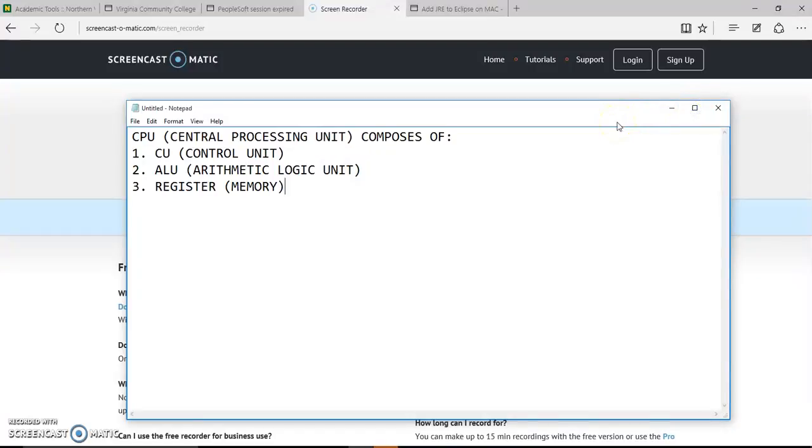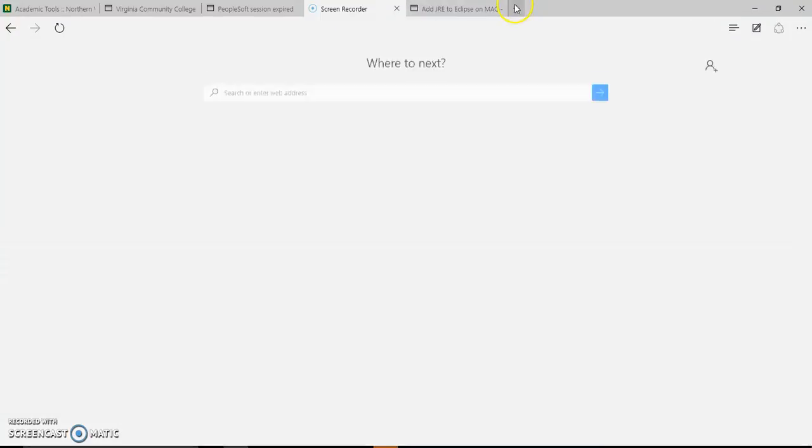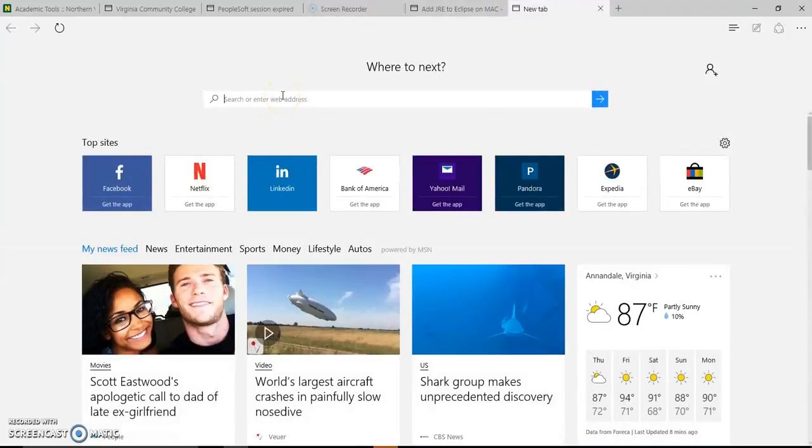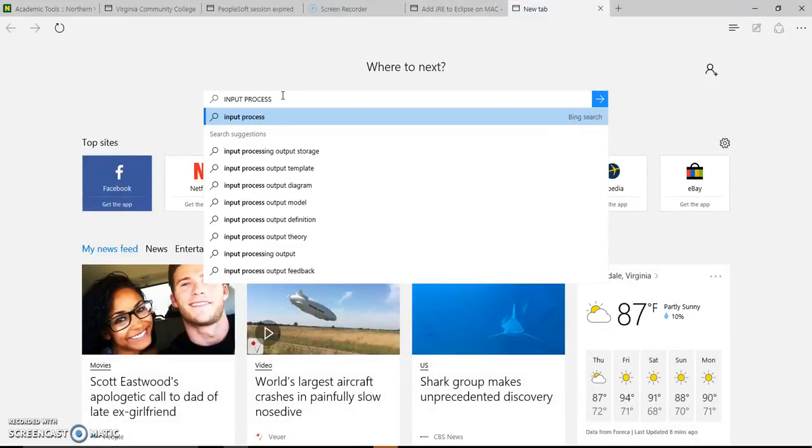So let's look at CPU, which stands for Central Processing Unit. The three main components are CU, the control unit. So what's the control unit? We use it for controlling the input. For example, if you look at a computer, we have input, process, and output.